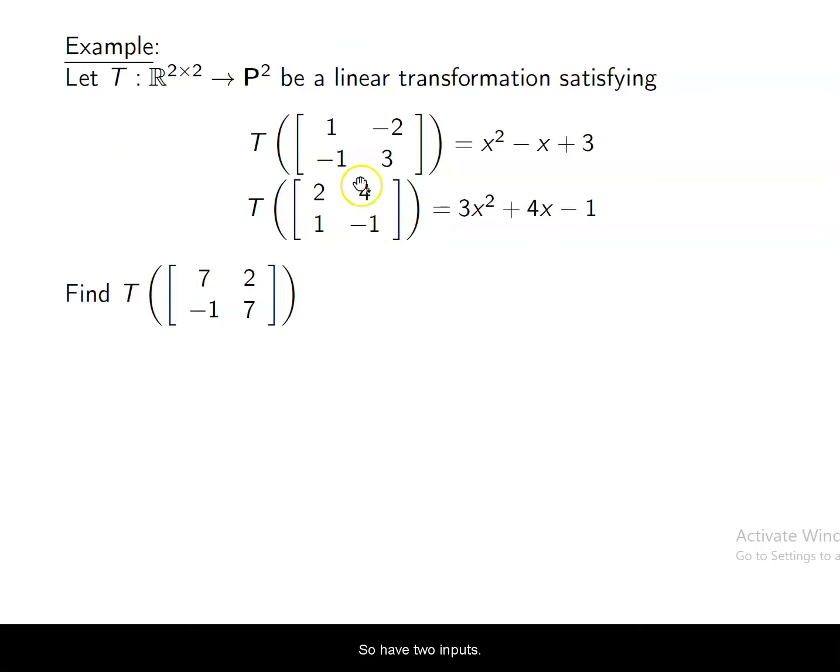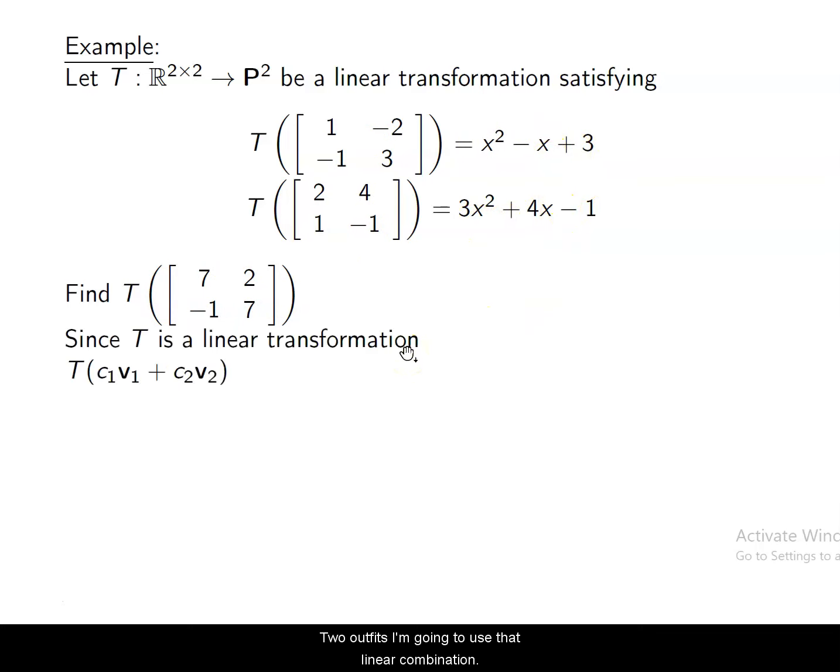Okay? So I have two inputs. I need to write this as a linear combination of these two things, and then I can write this in terms of the two outputs. So I'm going to use that linear combination form that we had.